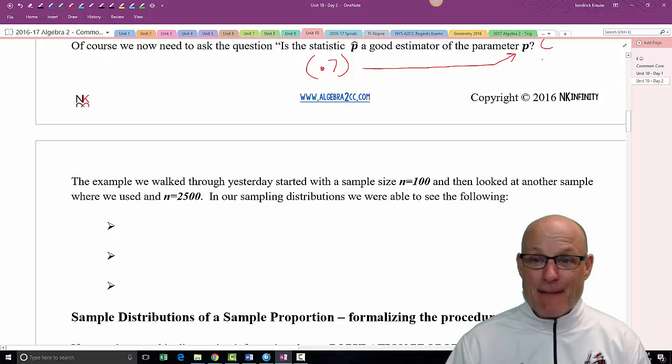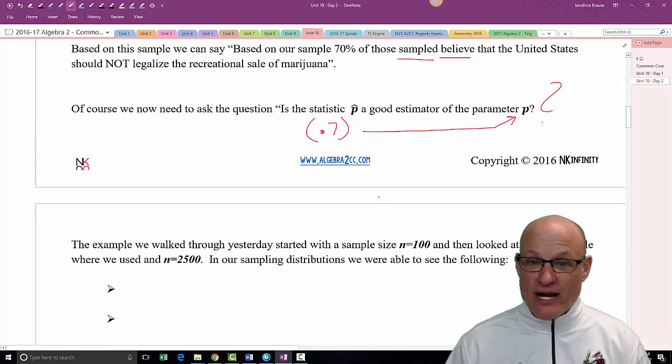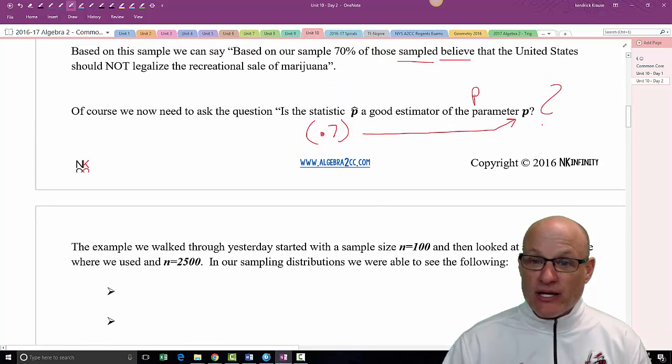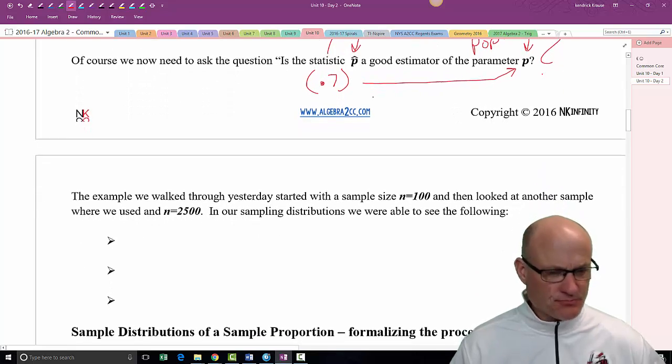estimator of the population? Remember, parameter is a population. So we're looking for the population parameter p as opposed to the statistic. Is it a good indicator?